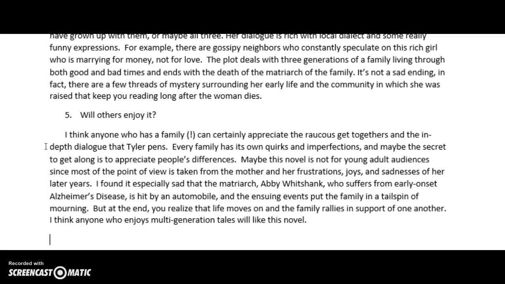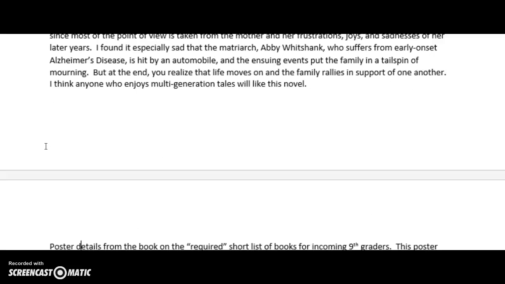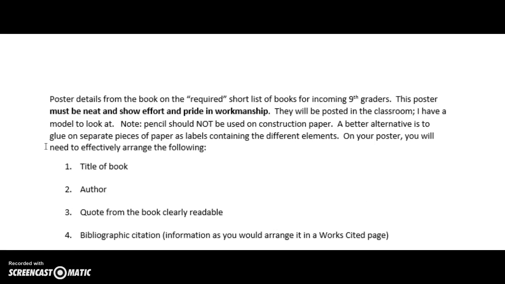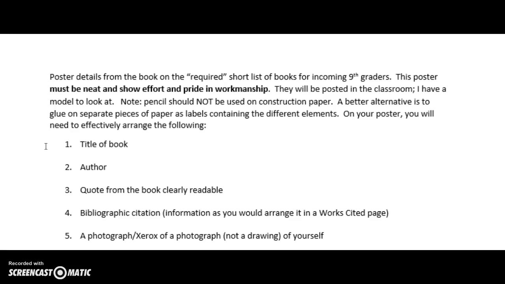It was not a required text. On the back of the handout that you got in class are instructions for what to do for the one that is required. So this was from the short list of books for incoming 9th graders to read. Okay, so it's a poster.